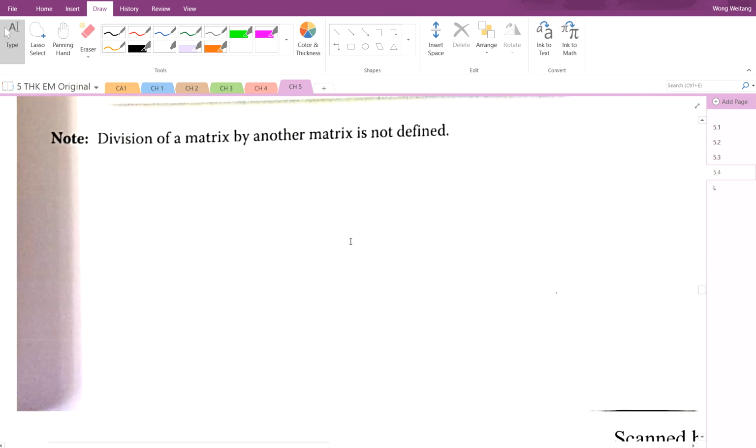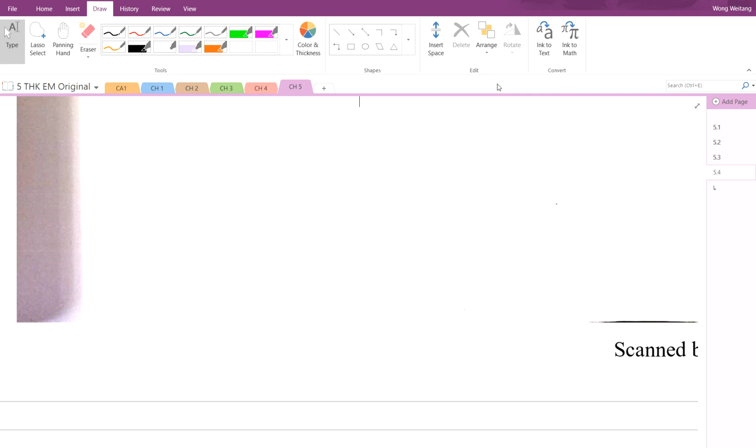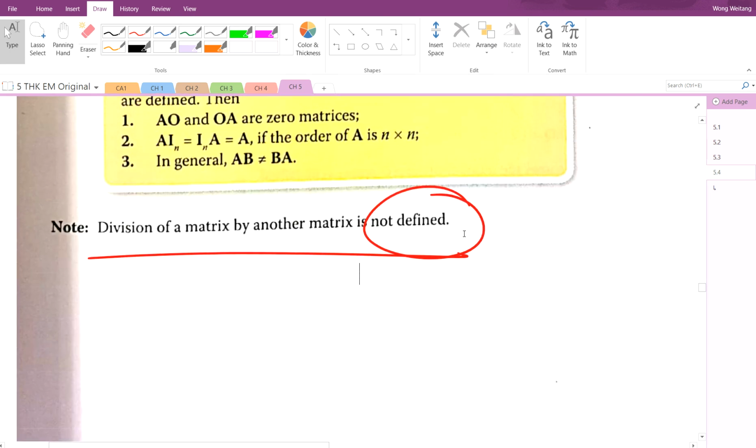And final point, since there is matrix multiplication, should there be matrix division? No, in this case we don't have matrix division. Not defined. You will never get a question on matrix division. So no matter what you do, when you think of dividing by a matrix, stop yourself. You are wrong. That means you try to take, for example, matrix A divided by matrix B. There's no such thing.